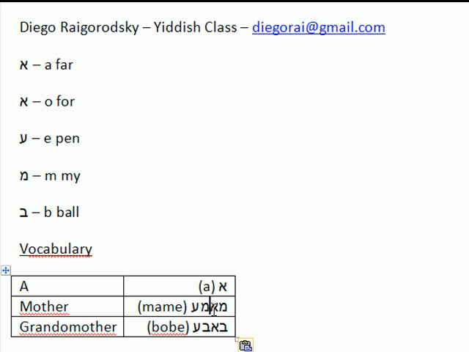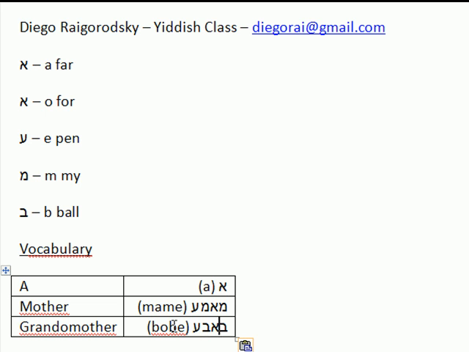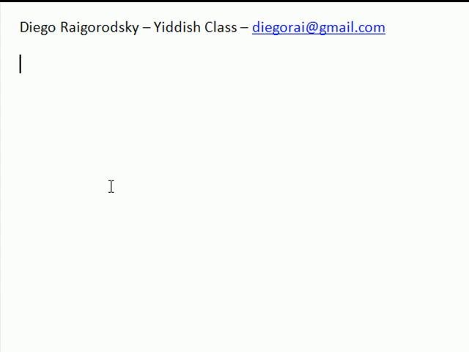Okay, so here you have the letter Aleph with the sound of A, mame, and the letter Aleph with the sound of O, Bobby. Okay, so mame and Bobby. Bobby is grandmother. Grandmother.